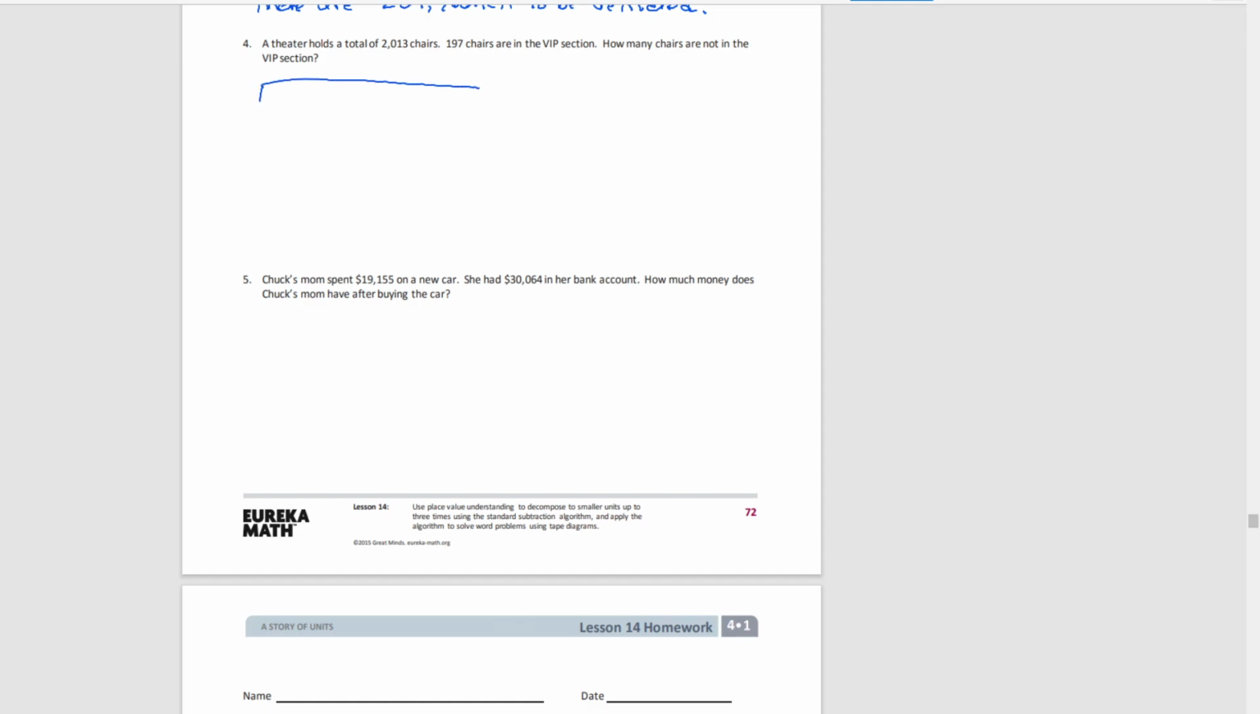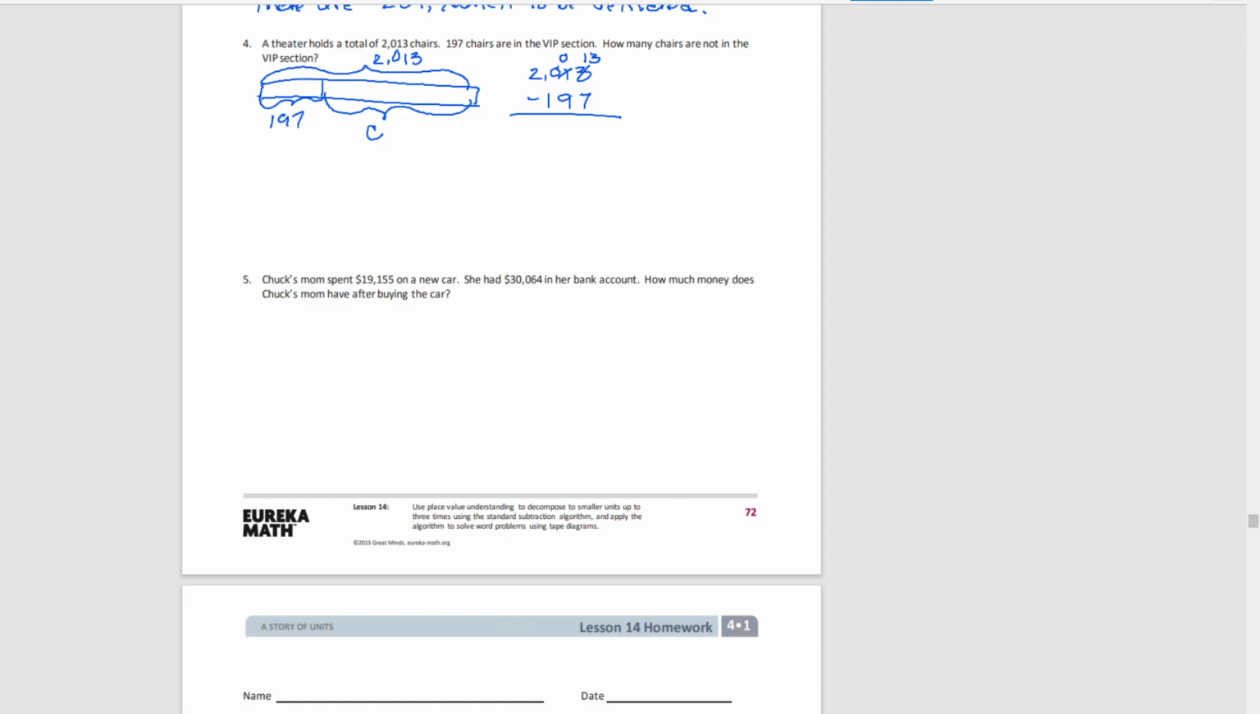Again, we start out with our tape diagram. We have a total number of chairs, 2,013. We know that 197 are in the VIP section, and so we want to know how many are not in the VIP section. So we'll set up our subtraction, and we can't do the ones, so we'll take a 10 and make 13 ones. We can't do the tens.